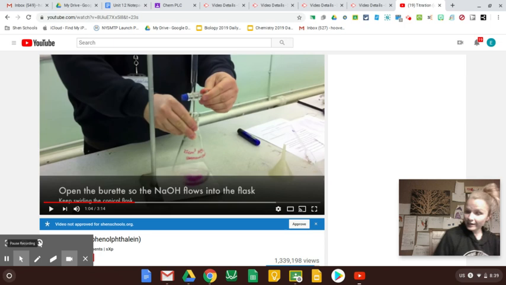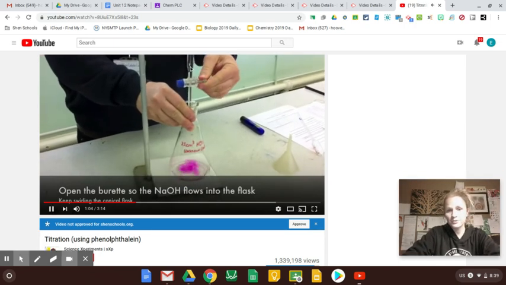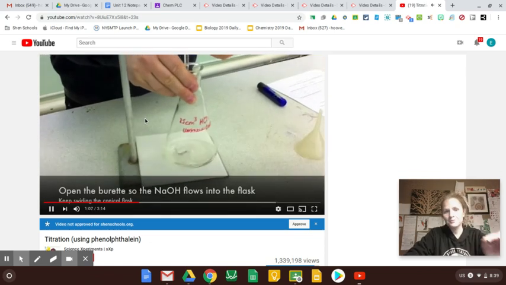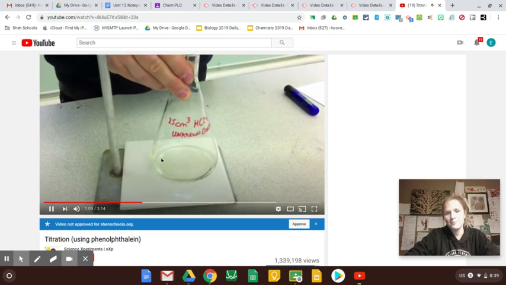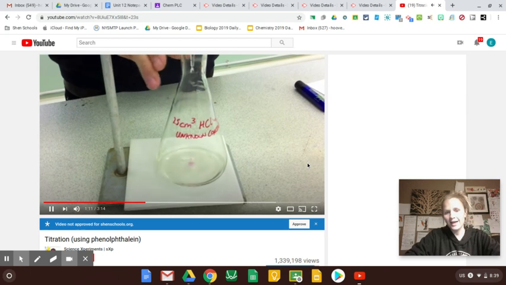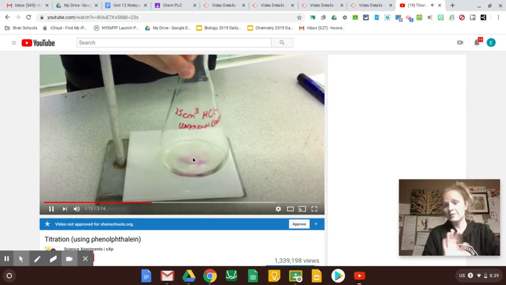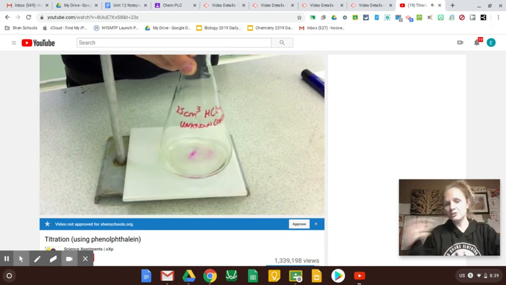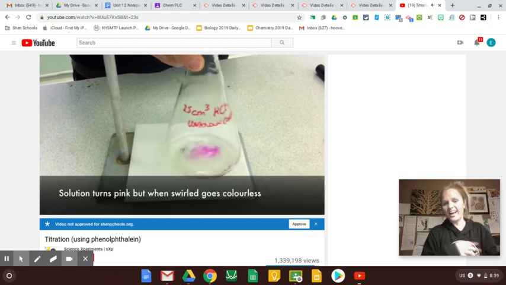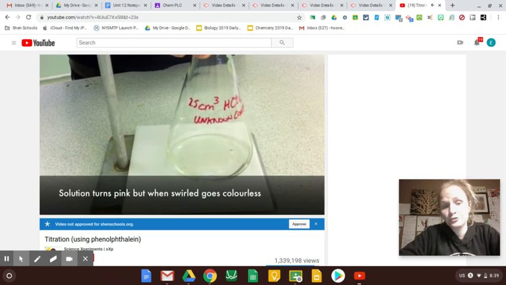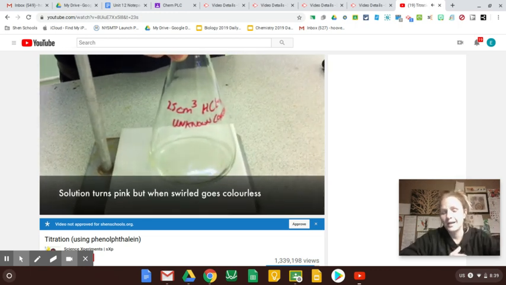So this person, and you would be doing this if you were in the lab, is adding the base through this burette. That helps them add a little bit at a time. And you see, every time they add some base, it turns hot pink right where the base hit, because bases turn hot pink. But as soon as you swirl it around, the acid cancels out or neutralizes that base, so it disappears.